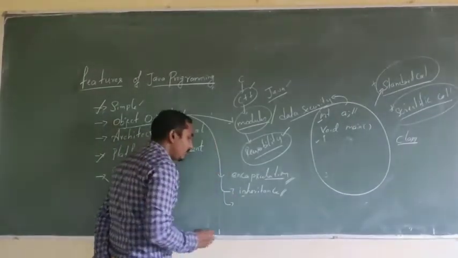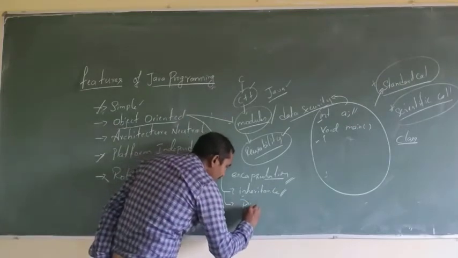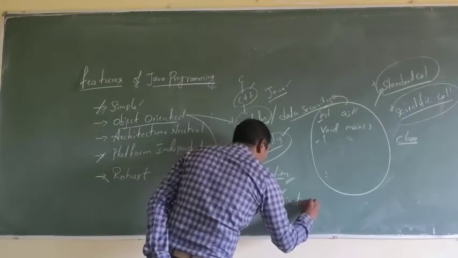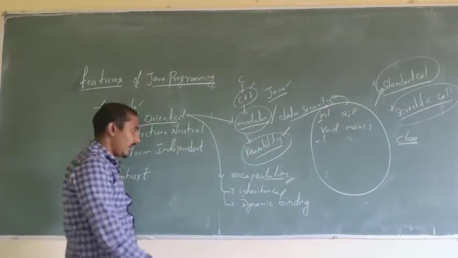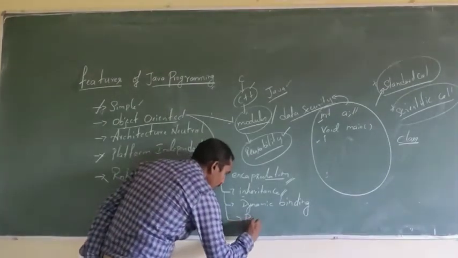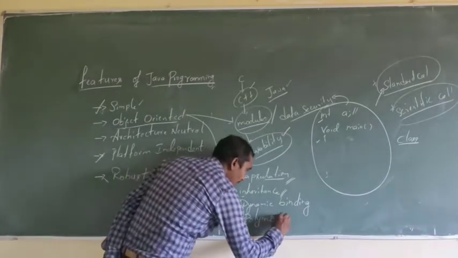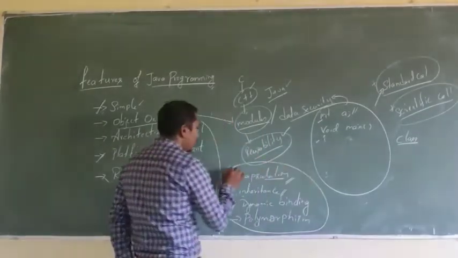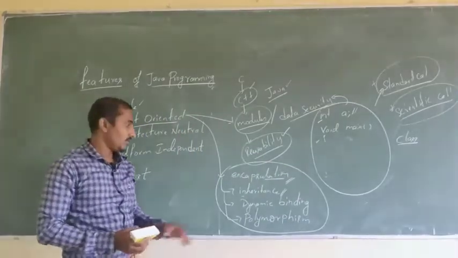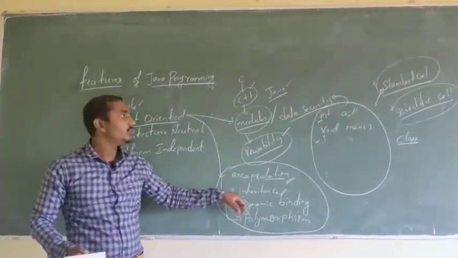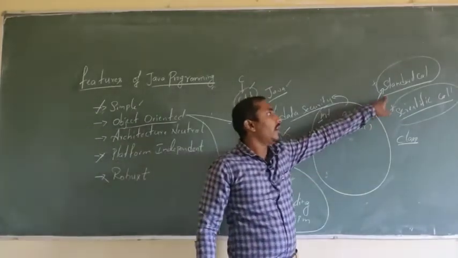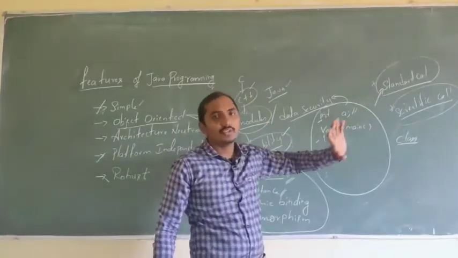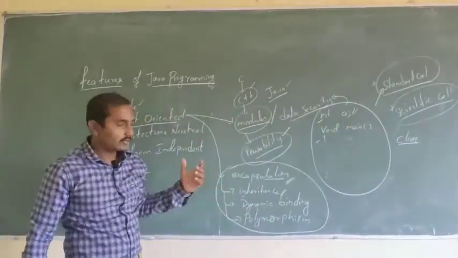Other than that, we will also have dynamic binding, as well as another feature called polymorphism. So these are the main features of object oriented programming language: encapsulation, inheritance. For inheritance, you can take the same example I told you, add and scientific calculator; both will have the same function like addition, so that can be used by both the programs.